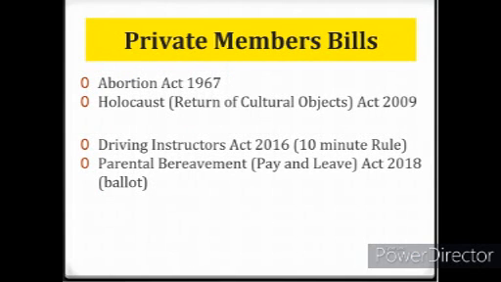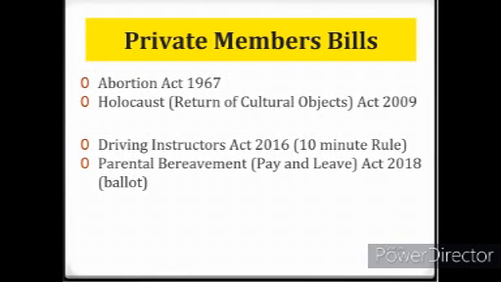So examples of successful private members' bills, I've already said the Abortion Act 1967. Another one that's easy to remember is the Holocaust Return of Cultural Objects Act 2009, often seen on the news. Perhaps one that you will be familiar with is the Driving Instructors Act of 2016. And that was introduced using the 10-minute rule system.